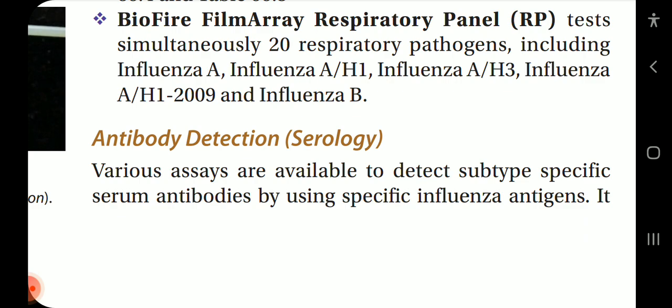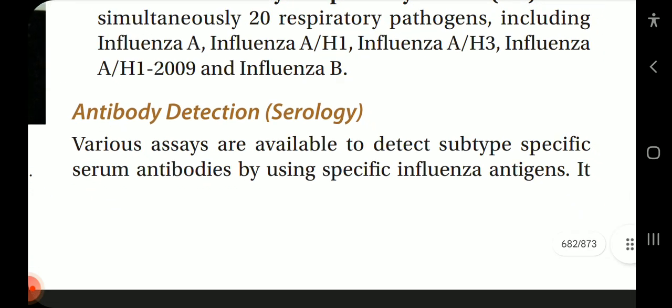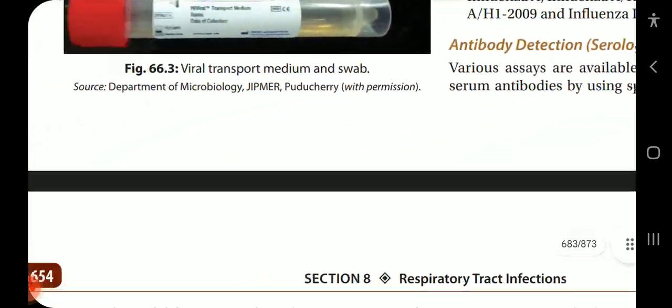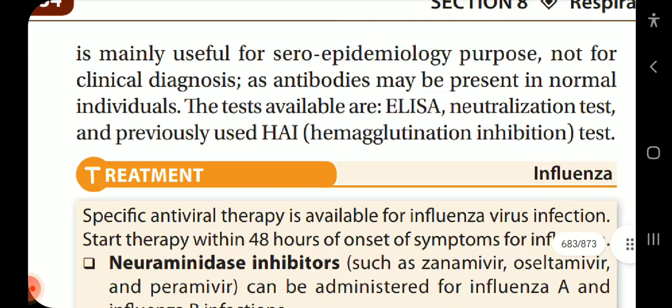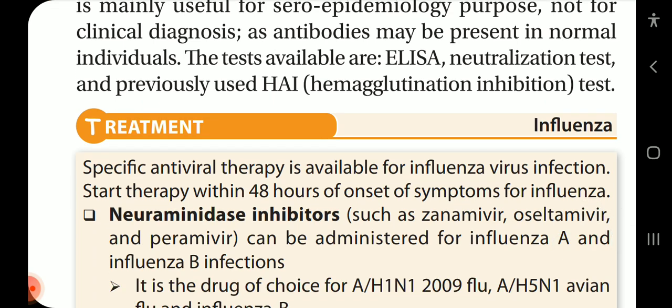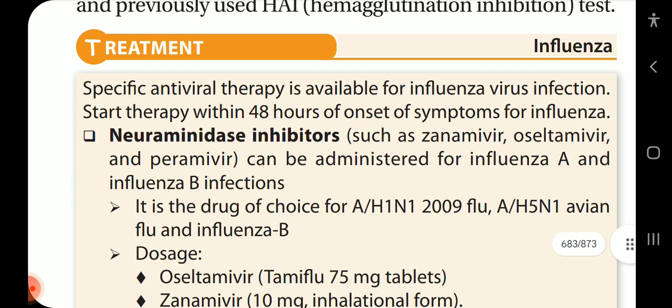Antibody detection, serology. Various assays are available to detect subtype specific serum antibodies by using specific influenza antigens. It is mainly useful for seroepidemiology purposes, not for clinical diagnosis, as antibodies may be present in normal individuals. The tests available are ELISA, neutralization test, and previously used HAI, hemagglutination inhibition test.